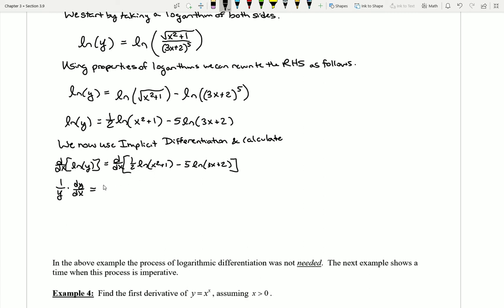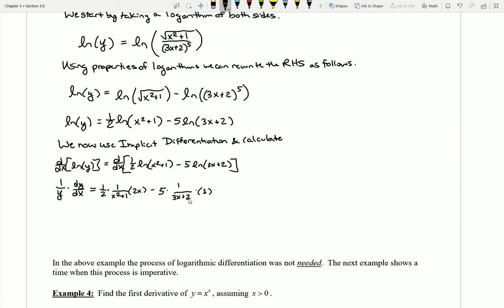On the other side, notice I'm going to leave my 1/2, and I'll take the derivative here of natural log of stuff. So I automatically get 1 over that stuff, and then times the derivative of that stuff, which would just be 2x by the power rule. Then over here, I get the same thing. I have natural log of a bunch of stuff, so I'm going to have 1 over that stuff, and chain rule, I just multiply by 3.